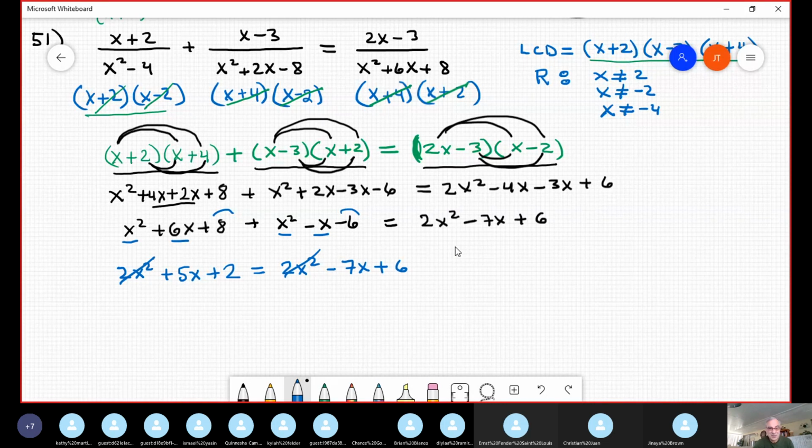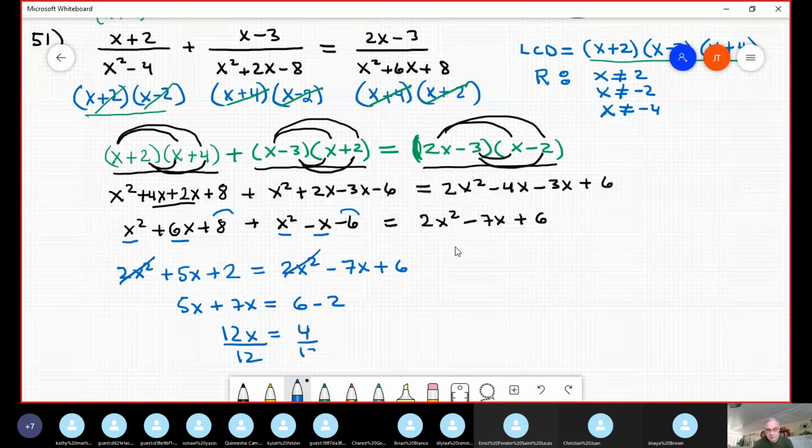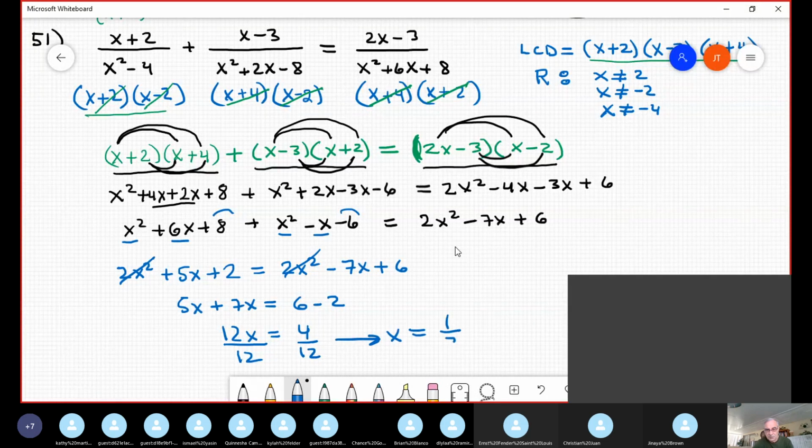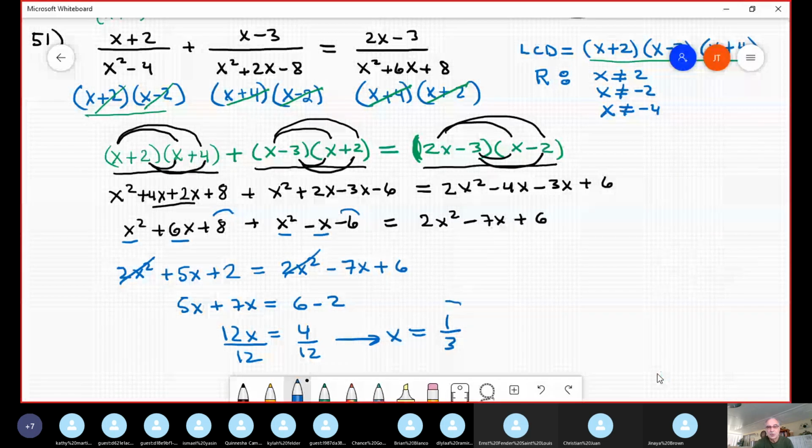Super easy. The thing you should do is move, for example, 5x stays here. I move 7 to the left. 6 stays, minus 2, I move to the right. This combined is 12. And we combine here 4, no? Divided by 12, 8 is equal, lowest term, 1/3. And 1/3 is not equal to the restriction.